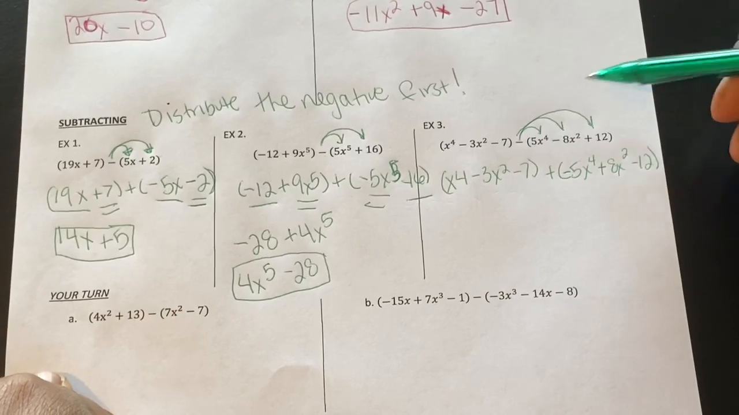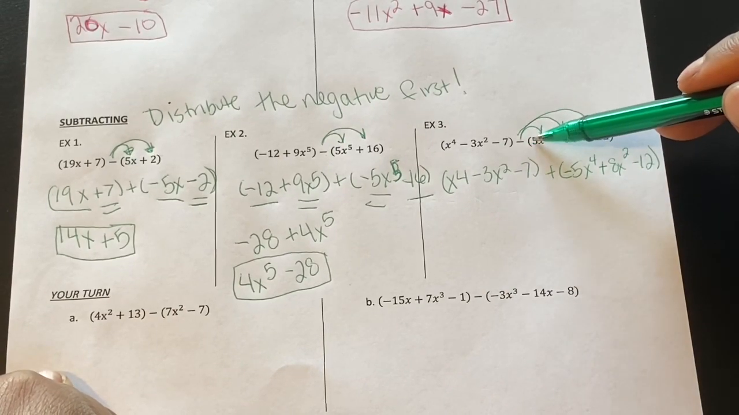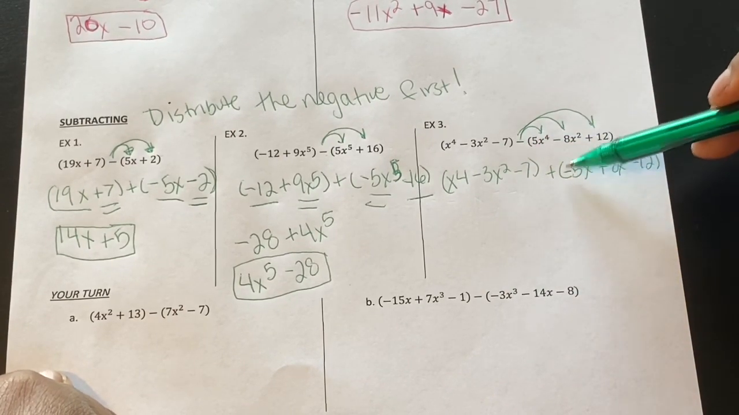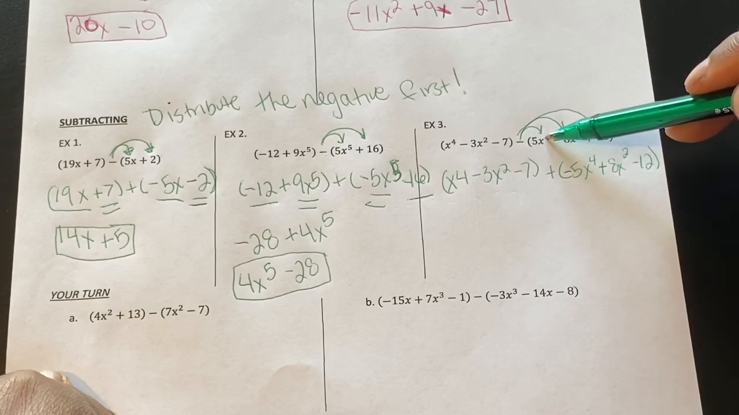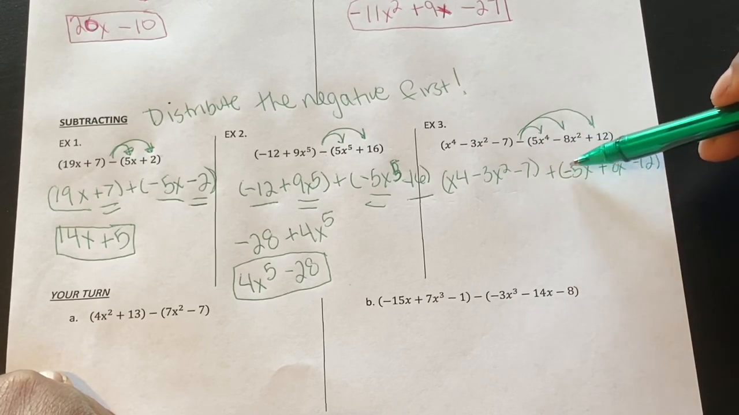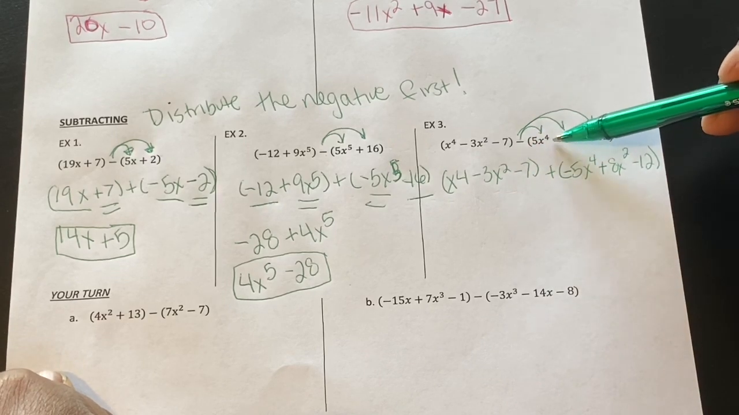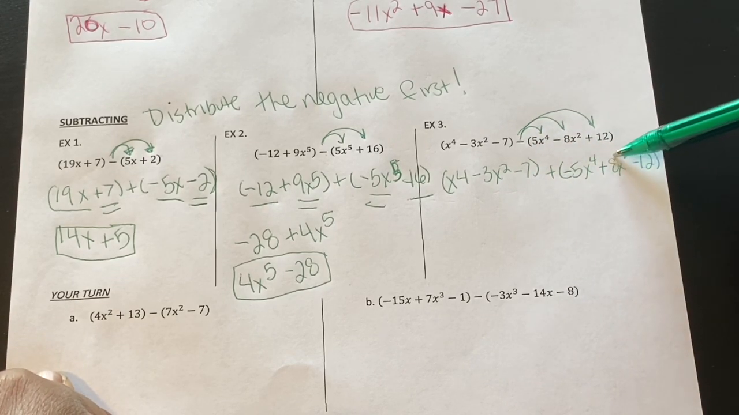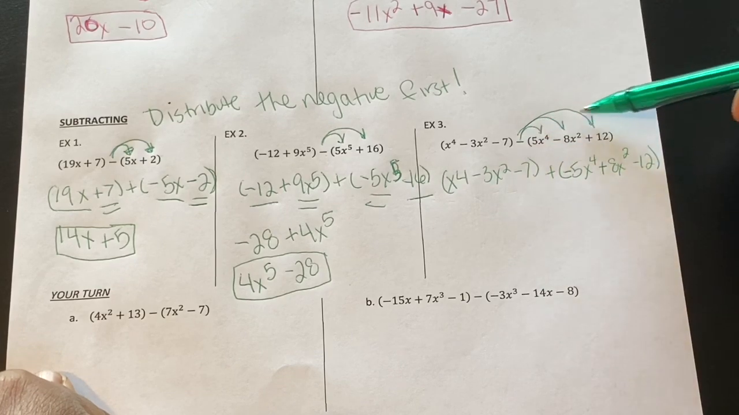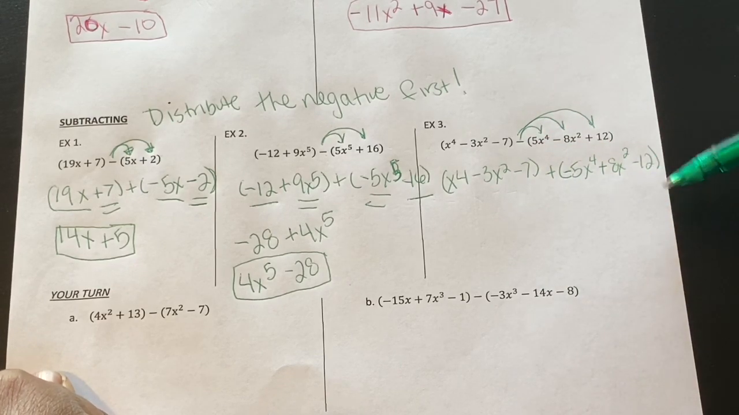Okay, again, I want to show you. This negative was distributed to this positive 5x to the 4th. Now it's negative 5x to the 4th. It was positive 5x to the 4th. Now it's negative 5x to the 4th. This negative was distributed to this negative 8x squared. Now it's a positive 8x squared. The negative was distributed to the positive 12. Now it's negative 12.